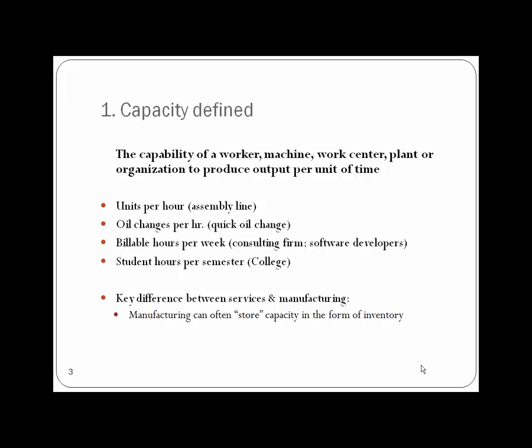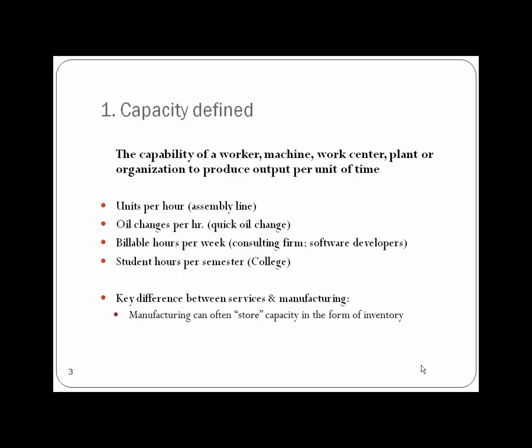To give you several examples of how we might measure capacity in different organizations, an assembly line might measure capacity in terms of units per hour or a day. A quick oil change place might look at oil changes per hour they can provide. A consulting firm or software developers might look at capacity in terms of billable hours per week. And finally, a college might look at student hours per semester as a measure of capacity.